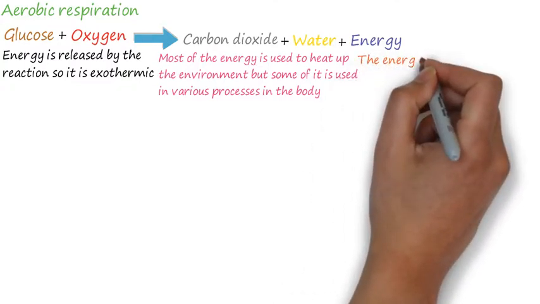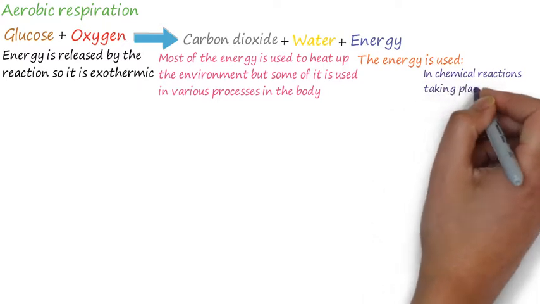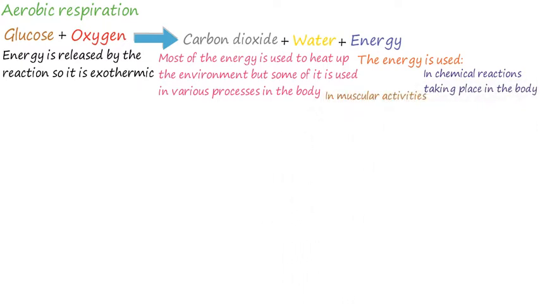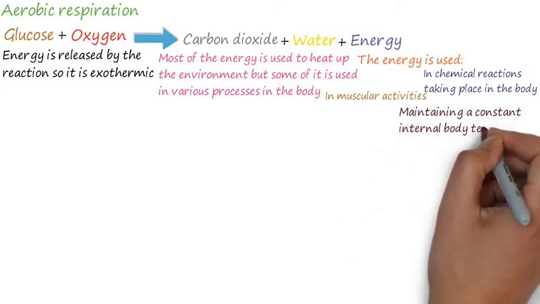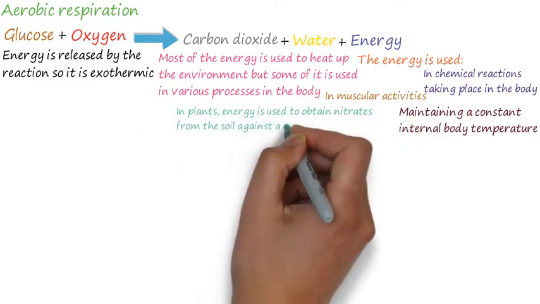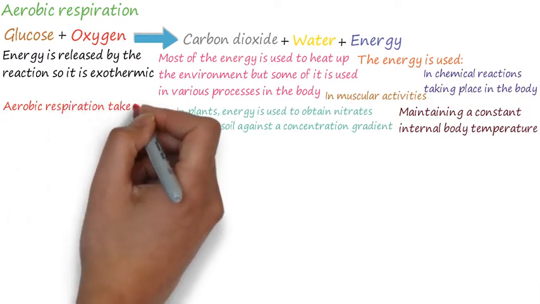However, some of the energy is used in various processes by the body. These processes include chemical reactions taking place in the body, muscular activities such as making your heart contract, and maintaining a constant internal body temperature. In plants, energy is also used to obtain nitrates from the soil against a concentration gradient.